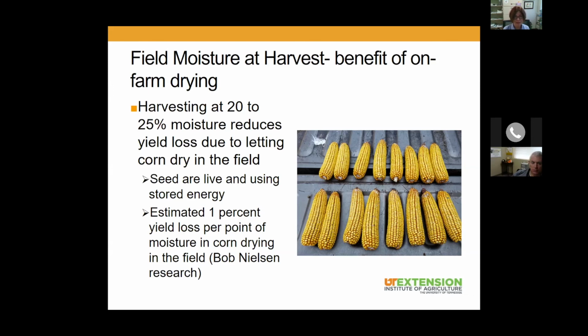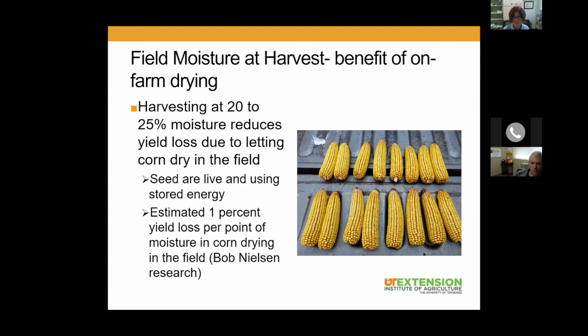helps reduce, I think, yield loss from letting corn dry down, especially well below 18. Bob Nielsen did some work over a number of years. They were looking at different relative maturity hybrids planted on different dates and harvesting at different moistures, trying to figure out, is there a benefit to harvesting 20 to 25% moisture corn compared to letting it dry down naturally in the field? On average, what he found was that there's about a 1% loss in yield for every percentage point of moisture that you let that corn dry down in the field.